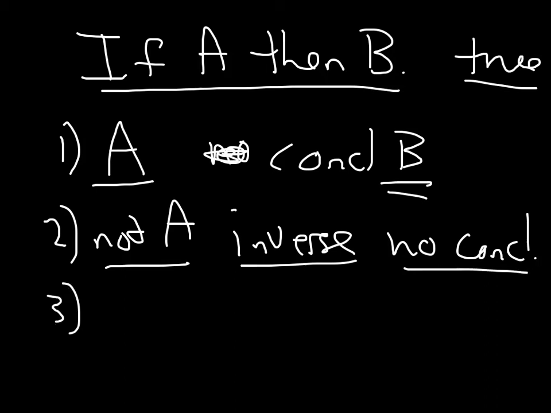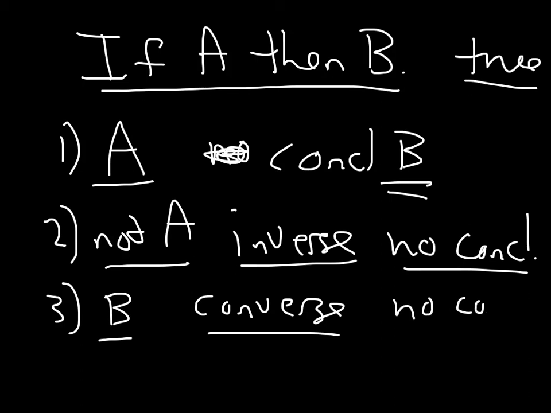Another thing I could give you would be B. Well, if I gave you the original sentence, if A then B, and I tell you B is true, I'm starting off at the end of the sentence, so I'm switching. That's the converse. Just like the inverse, we're not sure if it's true or false. So too with the converse, we're not sure if it's true or false, so no conclusion. We can't say anything for sure.